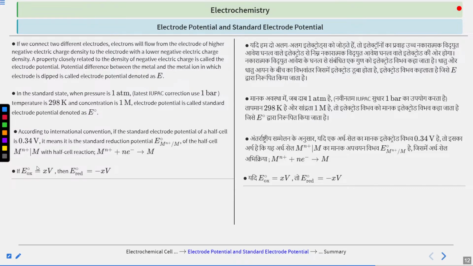Now if E naught oxidation is equal to X volt, then E naught reduction is equal to minus X volt. So this is a very important conclusion for you. If you have the reduction potential or the oxidation potential, you can know the opposite of them respectively by taking the negative sign against the value that you know. Suppose your reduction potential is 2 volt, then your oxidation potential will be minus 2 volt. And if your oxidation potential is minus 3 volt, then your reduction potential will be plus 3 volt. As simple as that.